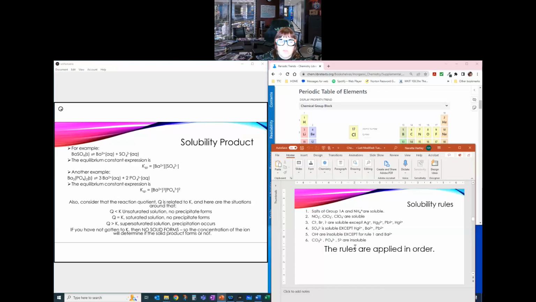If Q is equal to K, then we have reached saturation. That's our saturation limit. If Q is greater than K, then that's a supersaturated solution, so precipitation occurs. We have too much solid in there. If you have not gotten to K yet, if your concentration is less than what it should be at K, then no solid forms. That's something you may get asked about: if I have this concentration, will I form a solid or not? That's something we're going to need to be able to talk about.